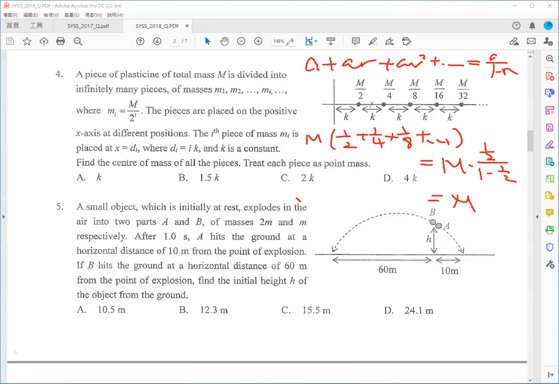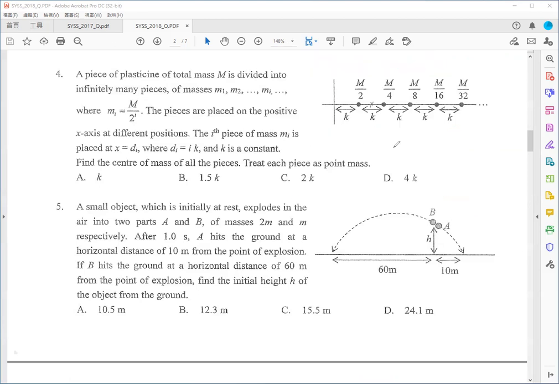If you want to find the center of mass of the system, you can do it like this. The total mass is M. Do you still remember what is in the numerator? It's the mass of each individual object times the distance to there: M over 4 times 2K, plus M over 8 times 3K, and so on and so on. If you simplify it, of course the M can be cancelled out. I just take out the K.